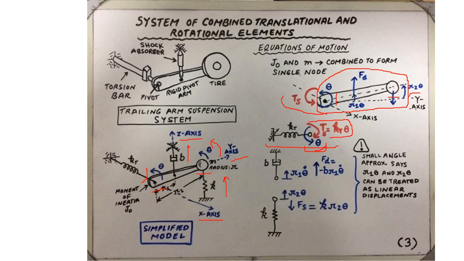In fact, the direction of the torque is incorrectly drawn. It should be in the opposite direction. So I apologize for this mistake. So this really should be in the clockwise direction. And we can write down the equation of the torque exerted by the spring, which is in the clockwise direction. Ts equals kt times theta.